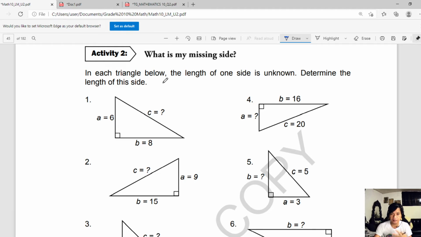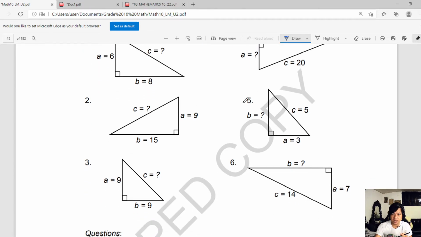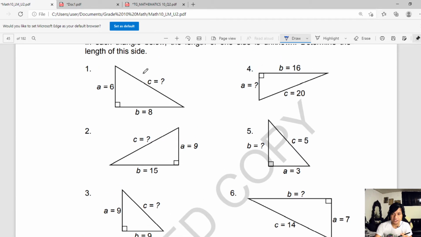In each triangle below, the length of one side is unknown. Determine the length of this side. This is a right triangle. When we say right triangle, one of the angles of that triangle measures 90 degrees. Whenever you see an angle like this, that is a 90 degree angle, so this is a right triangle. All of them are right triangles. Now, there are missing sides, and we're going to find the length of the missing sides.